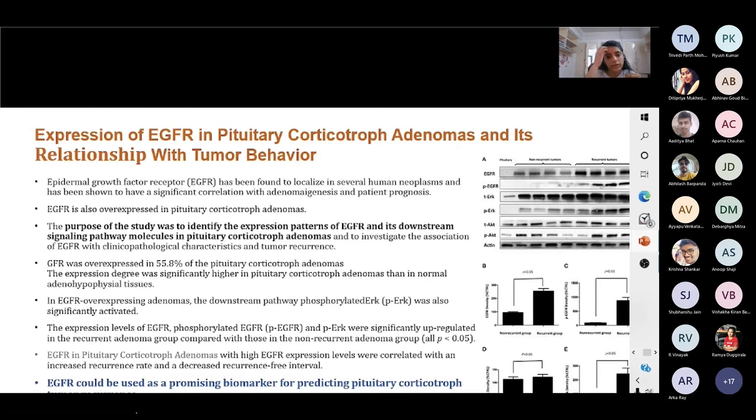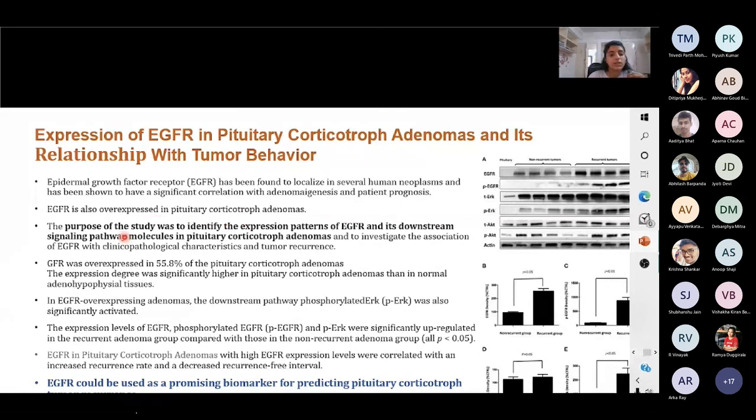So I found a literature review in which I found that this EGFR receptor plays a major role in pituitary corticotroph adenomas, and it has a relationship with tumor behavior. So what I found is that EGF has been found to localize in several human neoplasms and has a significant correlation with adenomyosis and patient prognosis. EGFR is overexpressed in pituitary corticotroph adenomas.